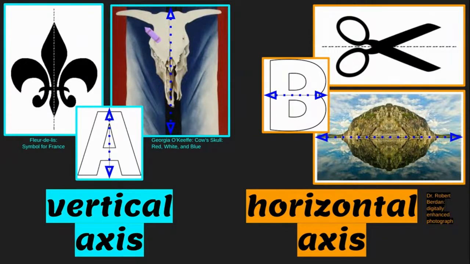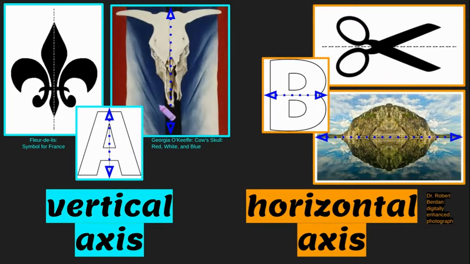Now, here's an example from a painting made by Georgia O'Keeffe, a very famous artist, and it's of a cow skull. The left is the same as the right. Now, here's an example with our alphabet, the letter A. If I were to put that midline, the left is the same as the right.